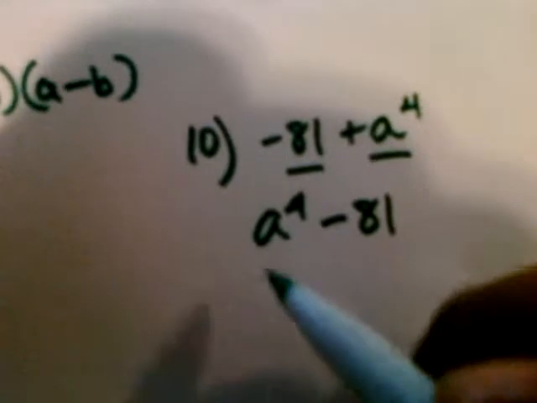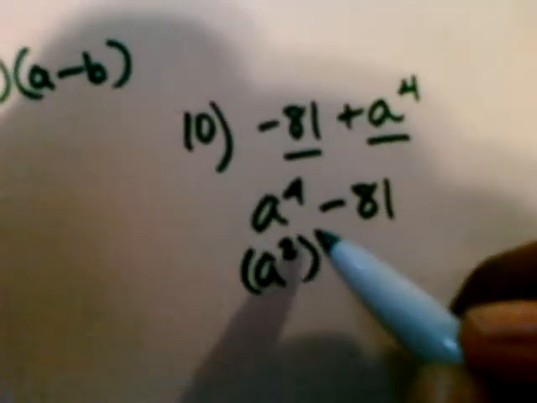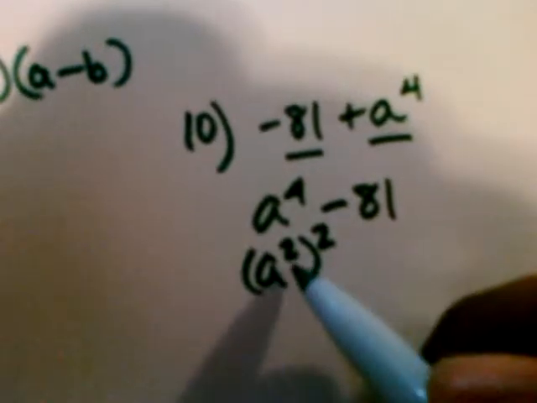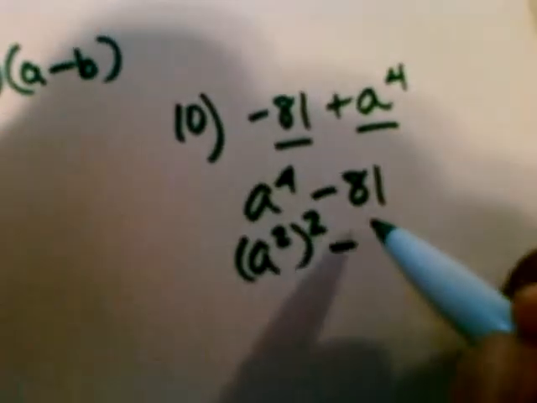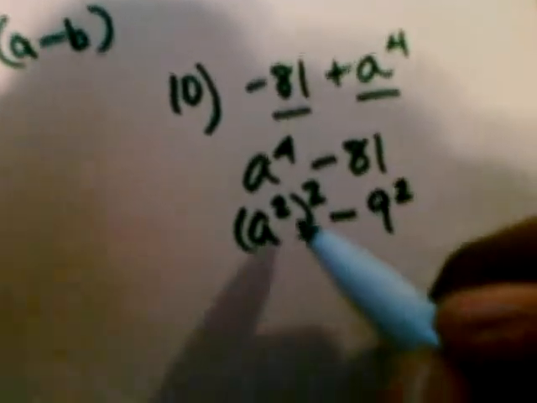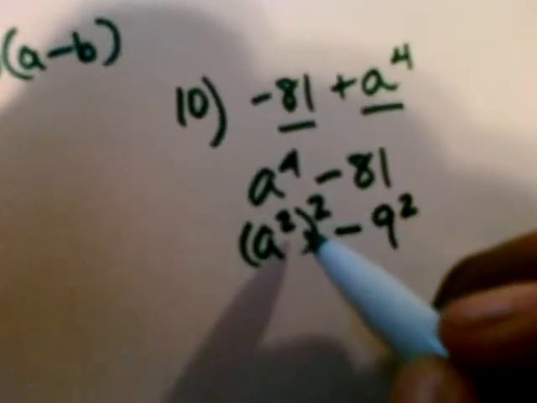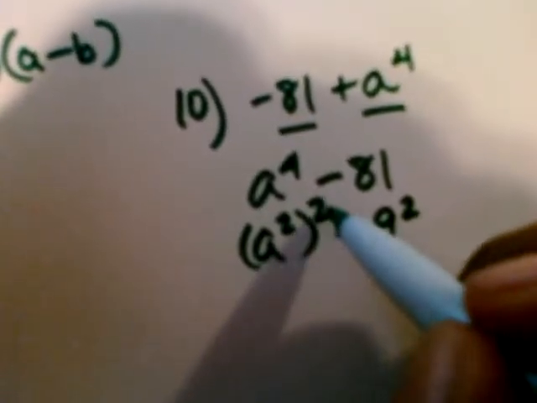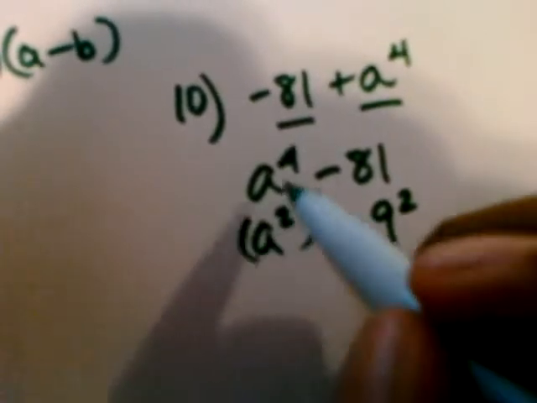Let's write it so we can tell that it is. This would be a to the second, because what we're doing is squaring a to the second to get a to the fourth. And we have 81, which is the same as 9 squared. You can always tell that this is a to the fourth by knowing your exponent rules. If I have a power raised to another power, then you multiply those two exponents, which would give me then a to the fourth.